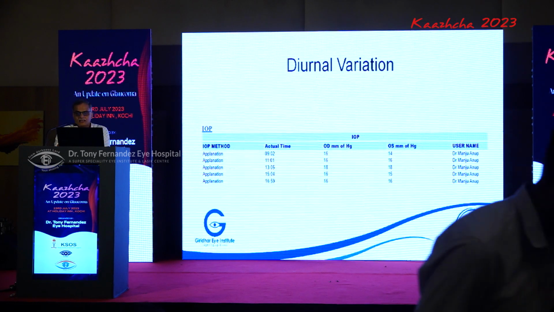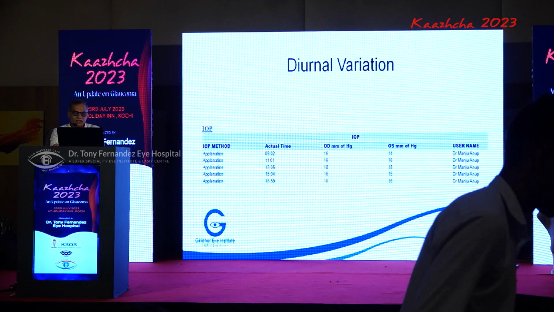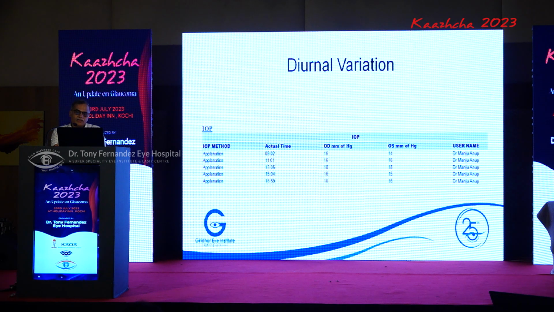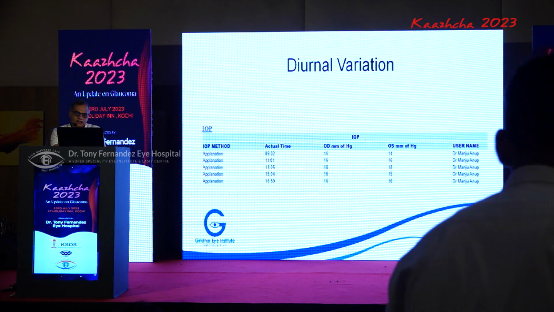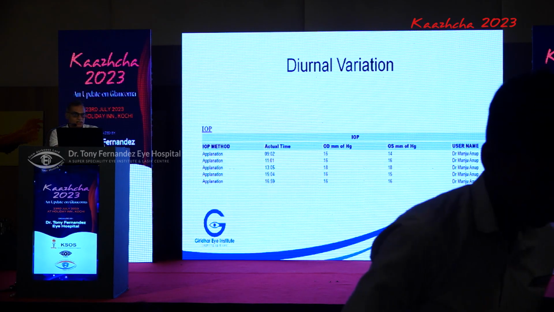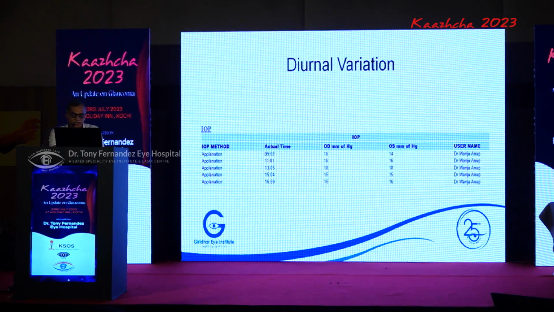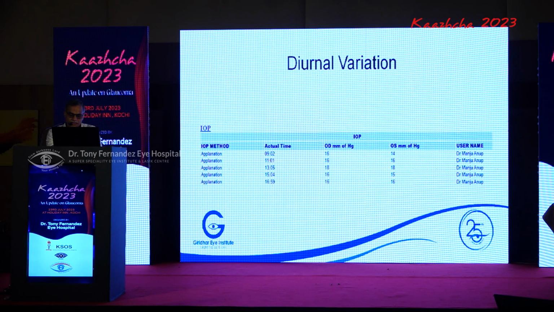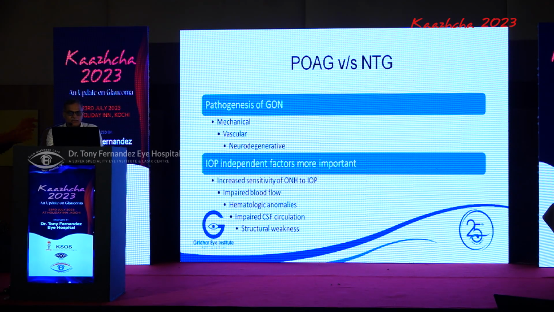Now, this is taken from my colleague CMR, and she has done an office DVT. Probably this is enough rather than doing a 24-hour DVT. Make sure that the fluctuations are less than 6 millimeters, and make sure there is no peaking of IOP at any point of time.